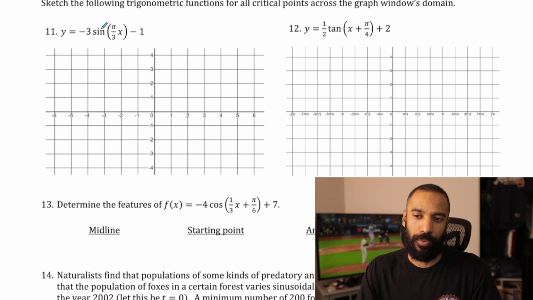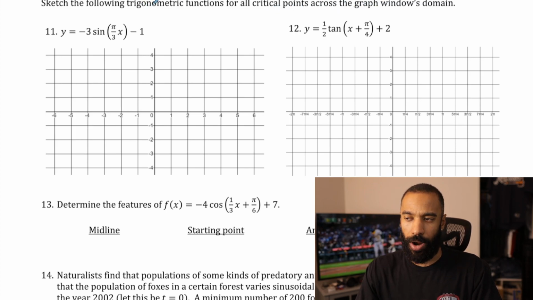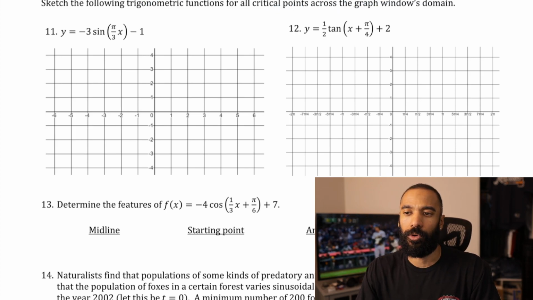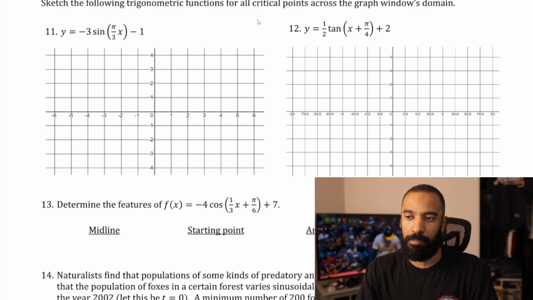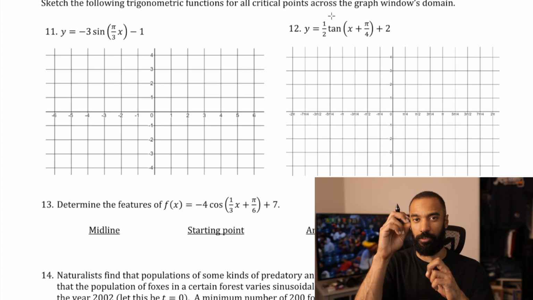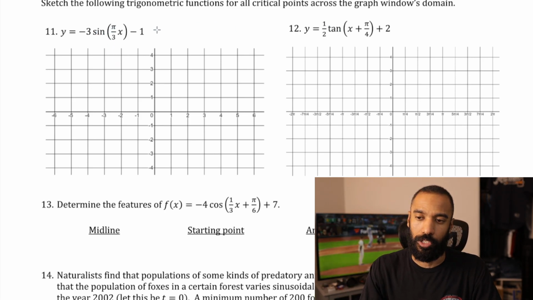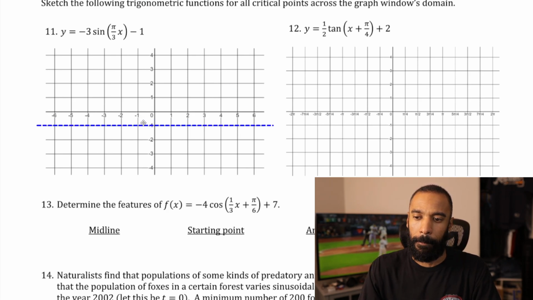y equals negative 3 times sine of pi over 3 x minus 1. Let's sketch this for all critical points across the graph window's domain. Critical points to me include points on the midline and any peak and trough values for sine. And for tangent, we can get a point above and below a point on the midline as well. I'll show you where. I'm going to start with this negative 1. This gives us a vertical shift downward to negative 1, and that represents our midline.